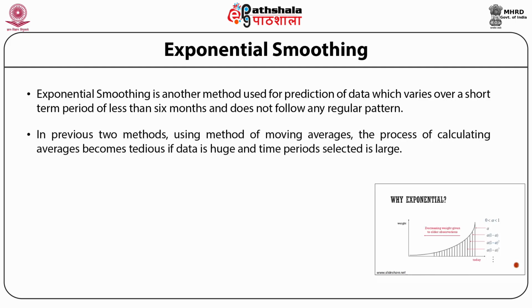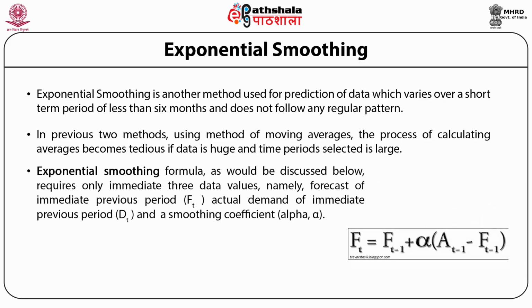In the previous two methods, that is simple moving average and weighted moving average, the process of calculating averages becomes tedious if data is huge and time period selected is also large. The exponential smoothing formula, as would be discussed below, requires only three immediate data values, namely forecast and actual demand of the immediate previous period and a smoothing coefficient. This method uses the following formula for predicting demand.